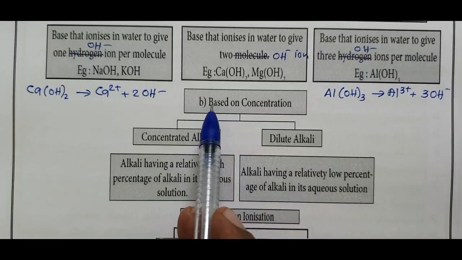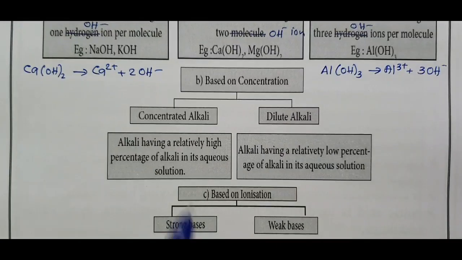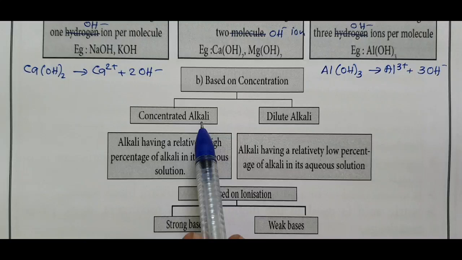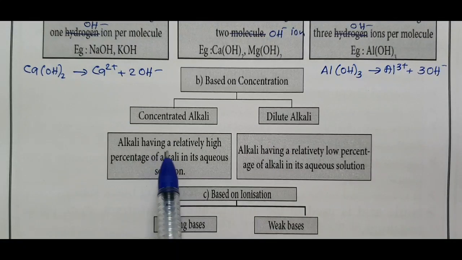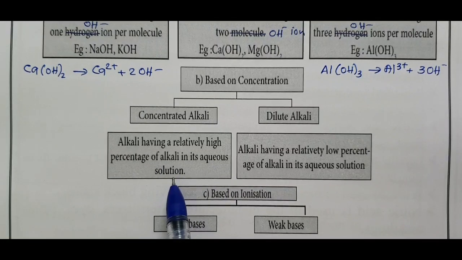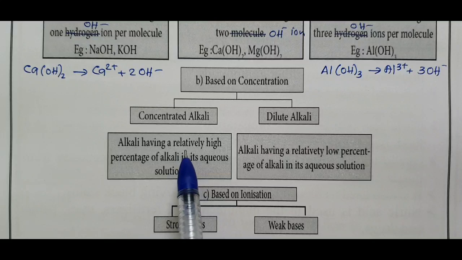And based on concentration, they are classified into concentrated alkali and dilute alkali. Concentrated alkali has a relatively high percentage of alkali base in its aqueous solution. So the amount of alkali is very much greater than the amount of solvent.